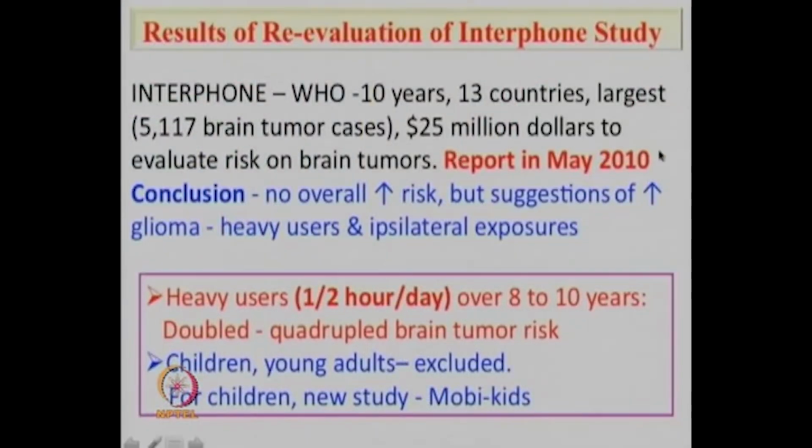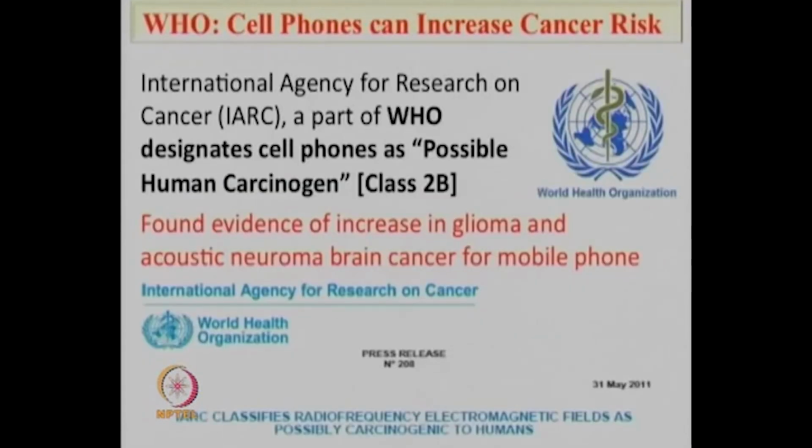So, now let us see this report which came in May 2010. What happened after that? Well, WHO finally declared 1 year later, and I want to bring certain things over here. That was May 2010 when the Interphone study came, which followed all the protocols of WHO. Yet it took 1 full year. So, 1 year later, the International Agency for Research on Cancer, IARC, classified radio frequency electromagnetic field as a possible carcinogen to human beings, which is known as class 2B.